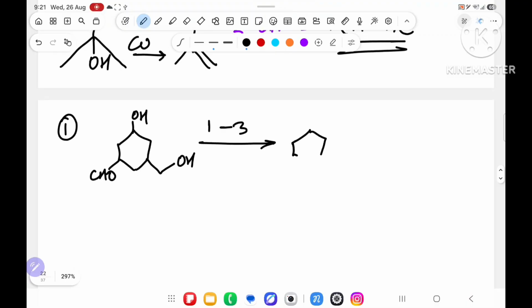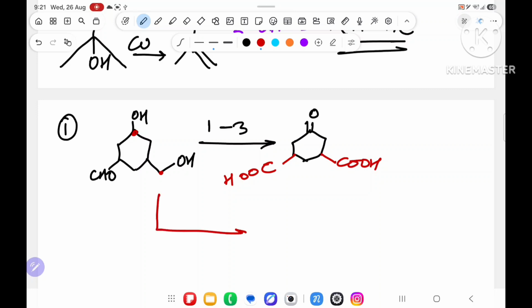2 degree alcohol is converted into ketone. This is a 2 degree alcohol; the 2 degree alcohol is converted into ketone. This is a 1 degree alcohol, so it is converted into carboxylic acid. This is an aldehyde. The aldehyde will also be converted into carboxylic acid, because aldehyde is coming from 1 degree alcohol, so aldehyde will also convert into carboxylic acid.